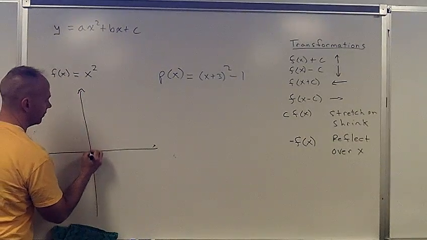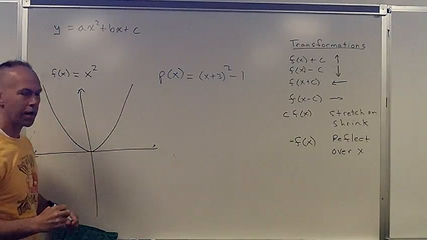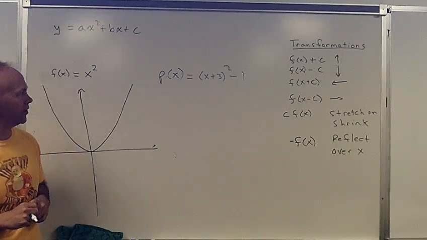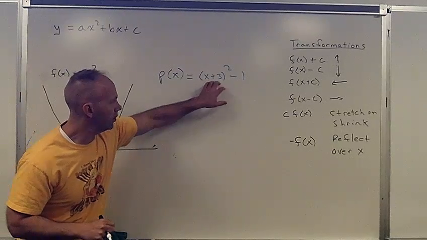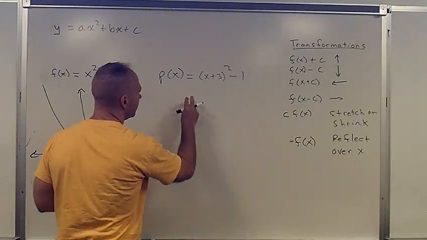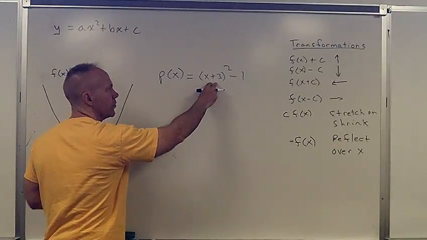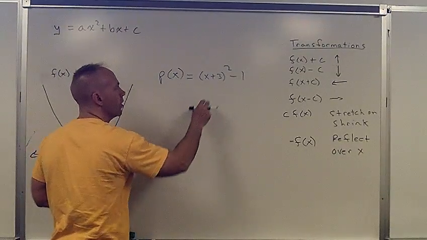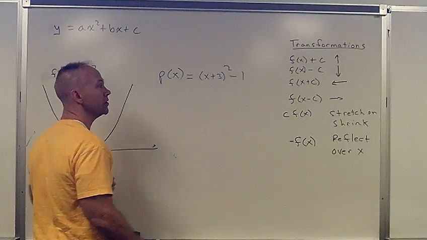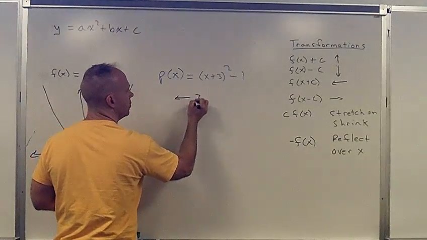Starting out here with my basic function, y equal x squared. Now, what transformations are going on here? I see two going on. I've got a plus 3 and I've got a minus 1. So that tells me that plus 3, that's an x plus 3. That's on the inside. It is being squared. I've replaced x with x plus 3. It's called a composition. That is a shift to the left 3 units.